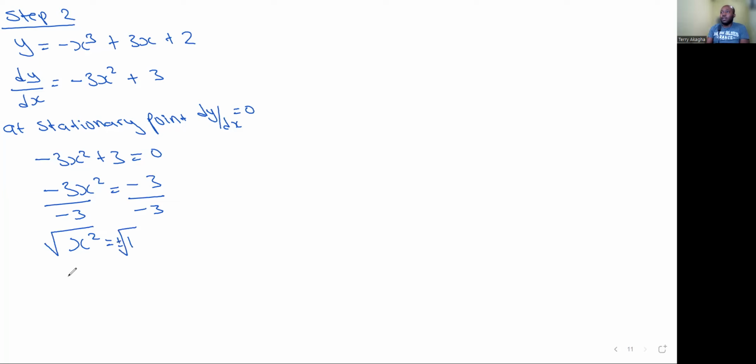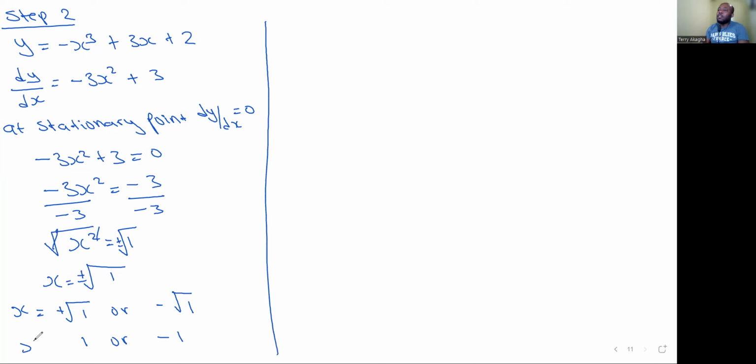All right? So that means x will be equal to the positive square root of 1 or a negative square root of 1. And that will give you 1 or what? Minus 1. Good. So those are the x values. x is equal to 1 or minus 1.